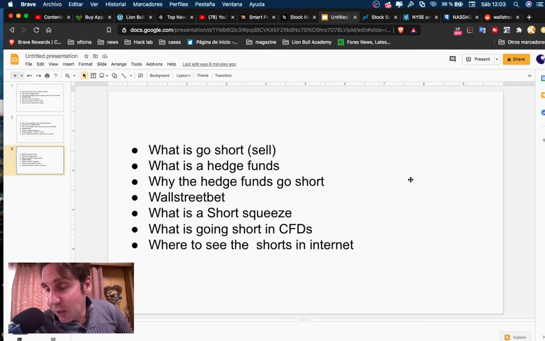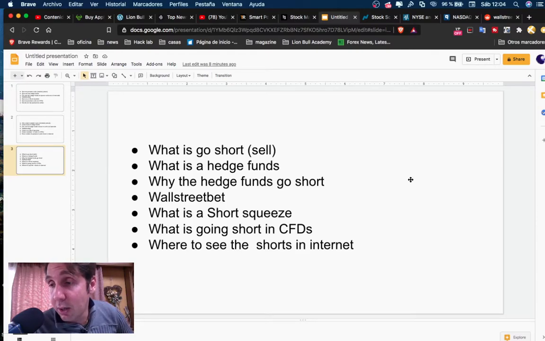Now, why does a hedge fund go short? There are two reasons why they go short. The first one is what I already explained: make a profit from the movement of the price. When they rebuy the stocks at a price lower than the price of the shares they borrowed, they make money on the difference.